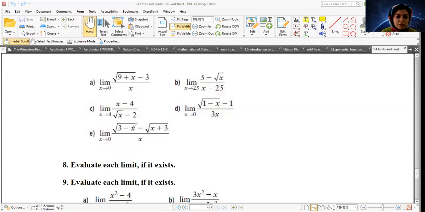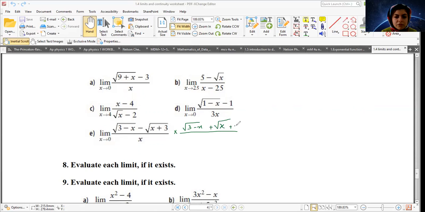Again, you put 0 in the numerator, you get the square root of 3 minus the square root of 3, you get 0 in the numerator. And when x goes to 0, in the denominator we have 0. So we have to simplify. I'm just going to multiply this one by its conjugate. 3 minus x. Its conjugate is going to be plus, right?